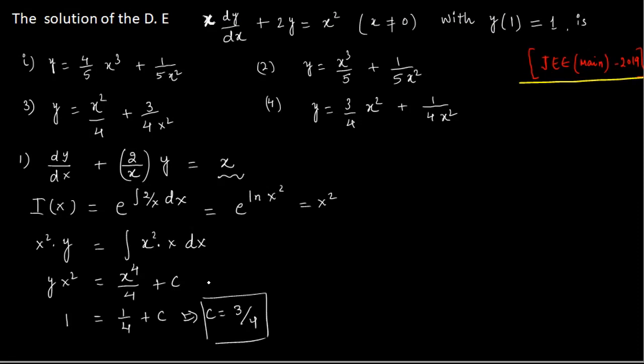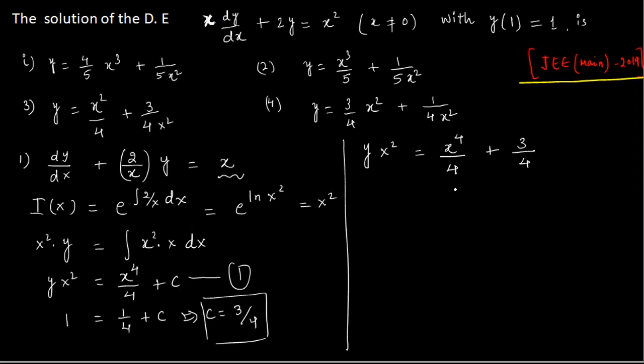Now plug this value in, say, equation 1. We get y times x square is equal to x raised to the power 4 over 4 plus 3 over 4. Now divide everything by x square. We get y equals x square by 4 plus 3 by 4 x square. This is our solution of the given differential equation.